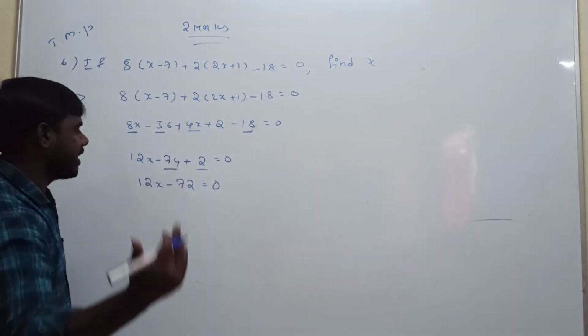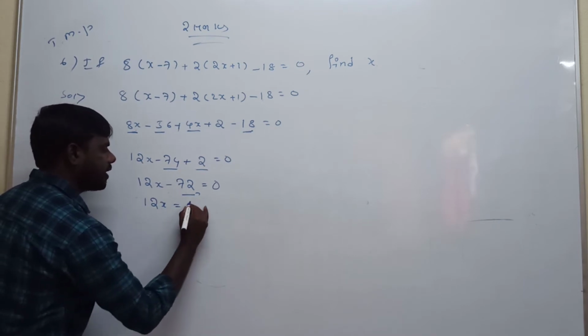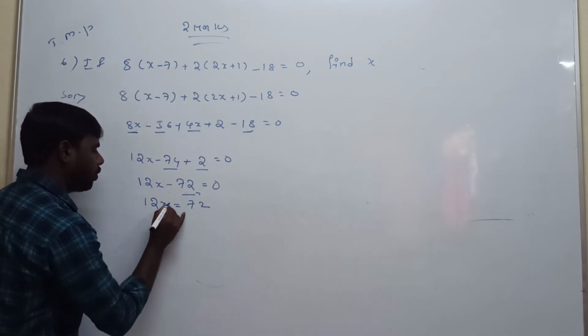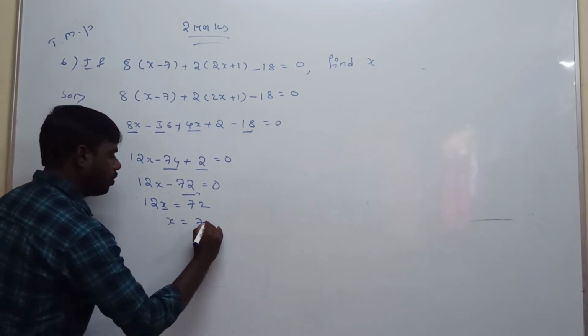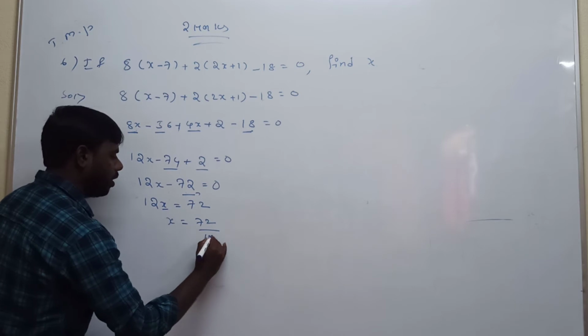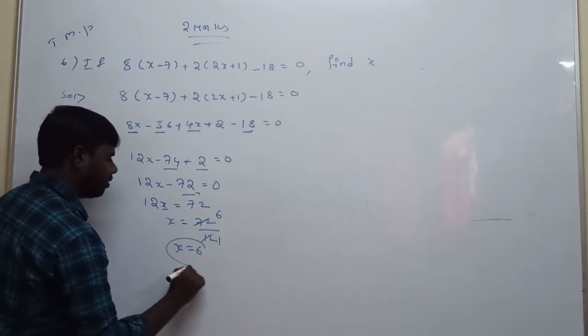We are taking it to the right hand side. So plus 12x is as it is, and minus 72 taken to the right hand side becomes plus 72. To calculate only x, 12 goes in the denominator: x is equal to 72 by 12. 12 ones are 12, 12 sixes are 72. So x is equal to 6.